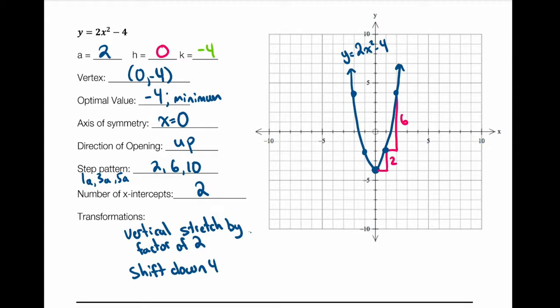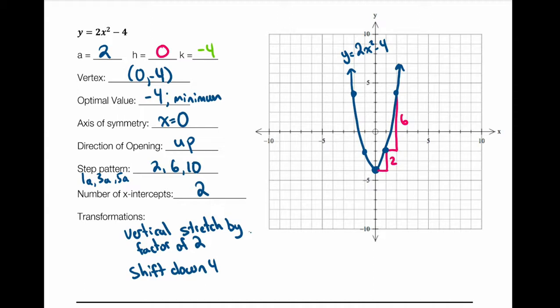Number of x-intercepts, again, we plot the vertex. We can see that it opens up. So when we graph it, we should cross the x-axis twice. So there are 2 x-intercepts. Transformations, again, that should be fairly straightforward. We can say now that we have a vertical stretch by a factor of 2 because our a value is 2.